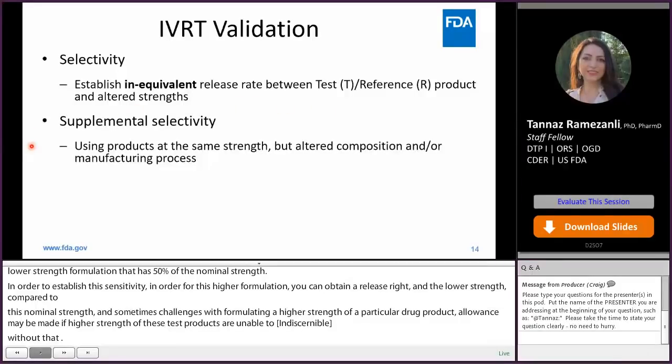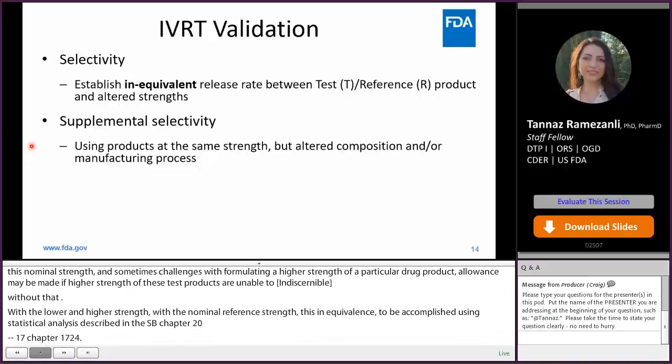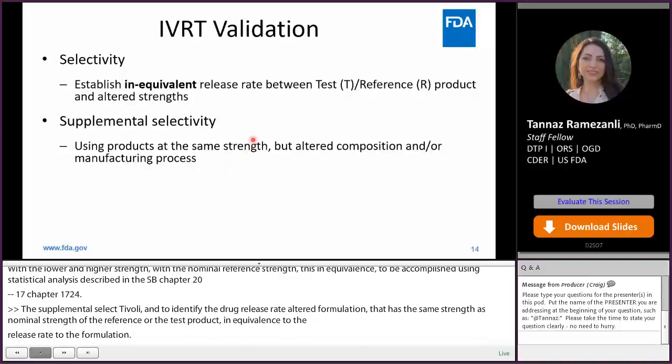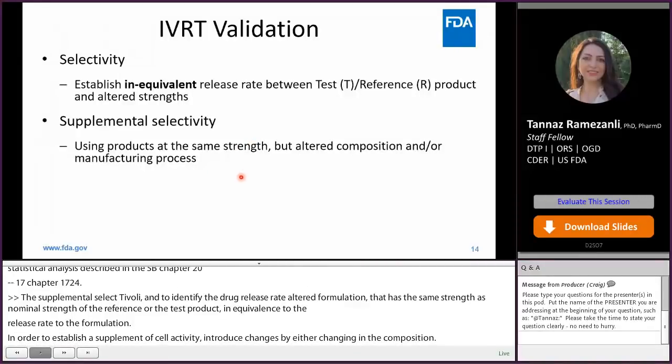IVRT supplemental selectivity is the ability of the IVRT method to identify that the drug release rate from an altered formulation that has the same strength as the nominal strength of the reference or test product is inequivalent to the release rate of the nominal reference strength formulation. In order to establish supplemental selectivity, you need to introduce changes in the formulation by either a change in the composition, Q1 or Q2 change, or a change in the manufacturing process in order to prepare a formulation that has a significantly different drug release rate compared to the original formulation of the test or reference product. And the supplemental selectivity also needs to be established using statistical analysis.